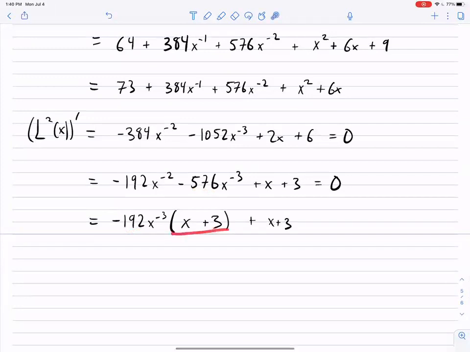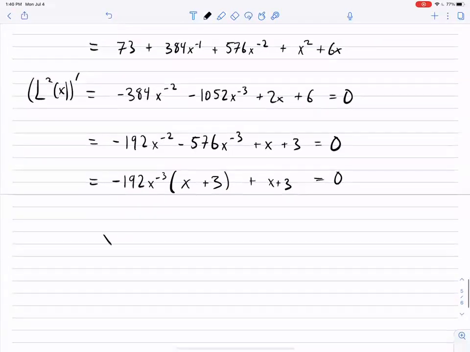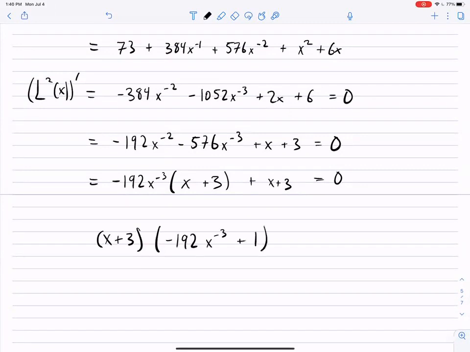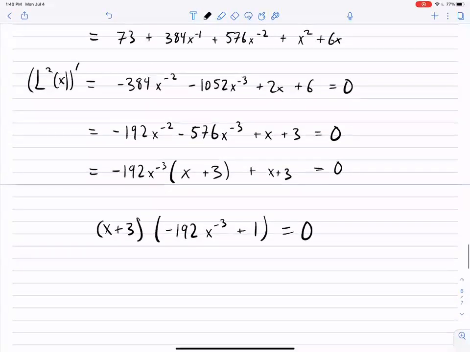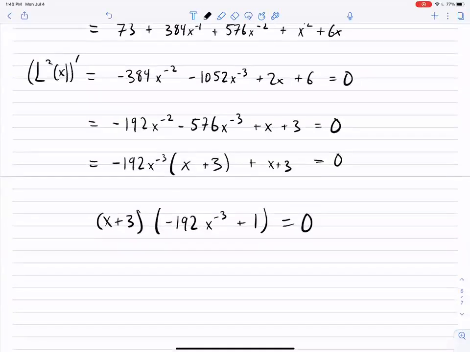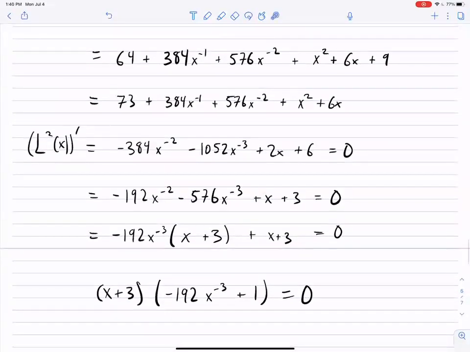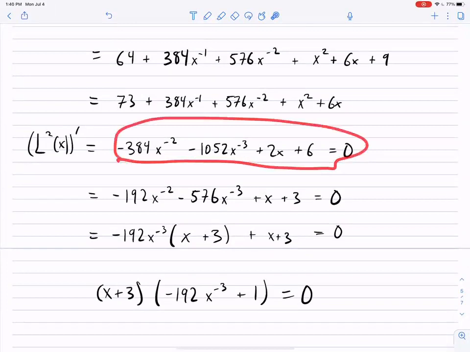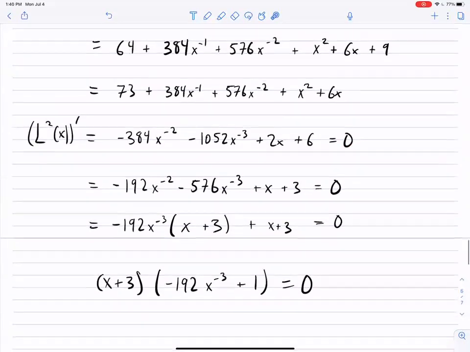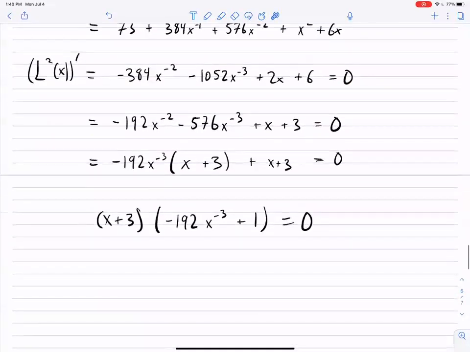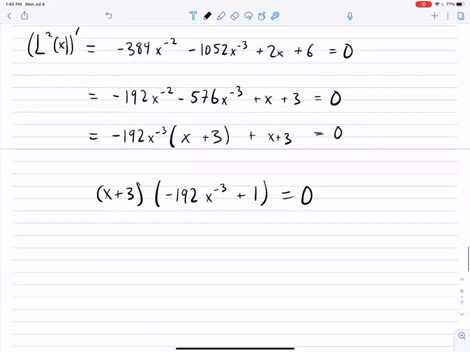And so I have an x plus 3 sitting here and x plus 3 sitting here. And so I can factor that x plus 3 out. So x plus 3 and then what's left over is negative 192 x to the minus 3 and then plus 1. Factor by grouping. So that's pretty clever and way harder algebra than I would ever ask you to do. But if you were given this on a homework problem, you could just plug this into a calculator, sort of like a graphing calculator, but just some algebra tricks.